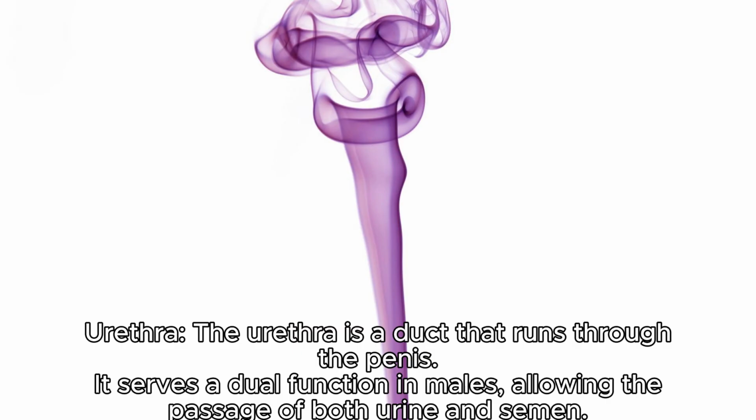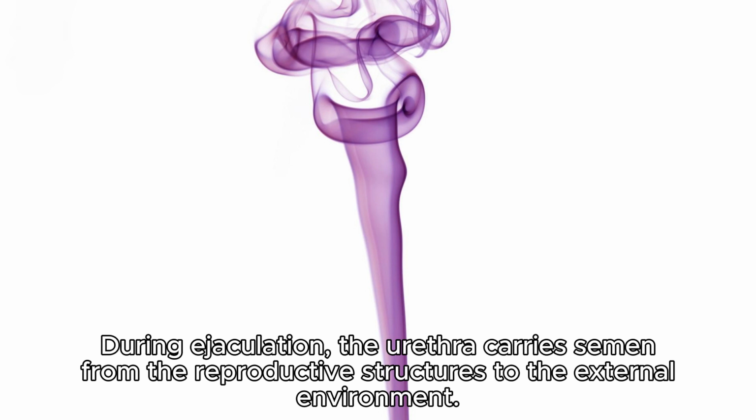Urethra. The urethra is a duct that runs through the penis. It serves a dual function in males, allowing the passage of both urine and semen. During ejaculation, the urethra carries semen from the reproductive structures to the external environment.